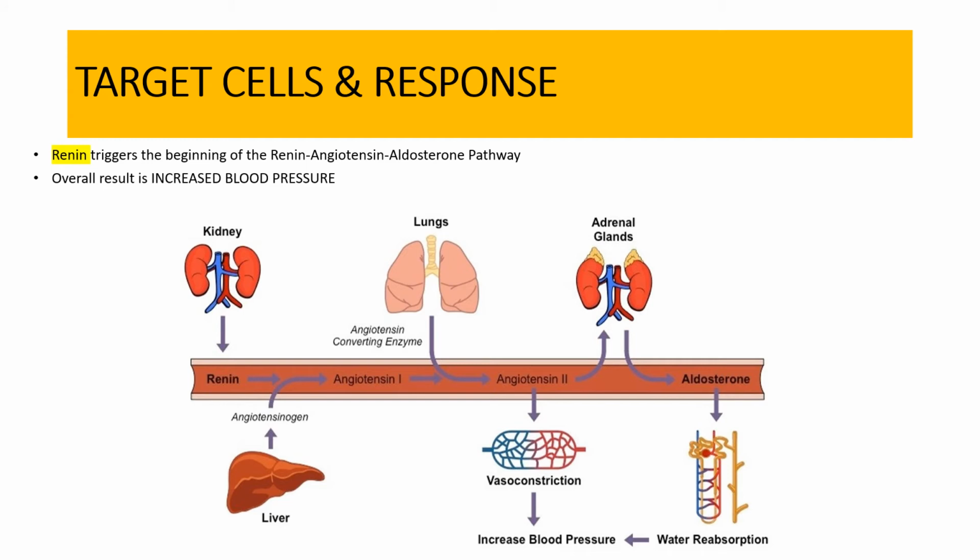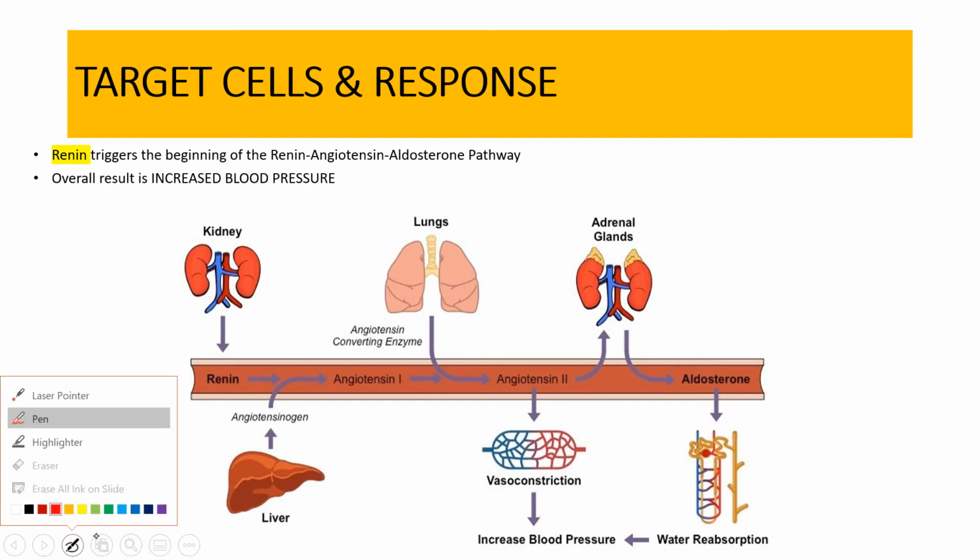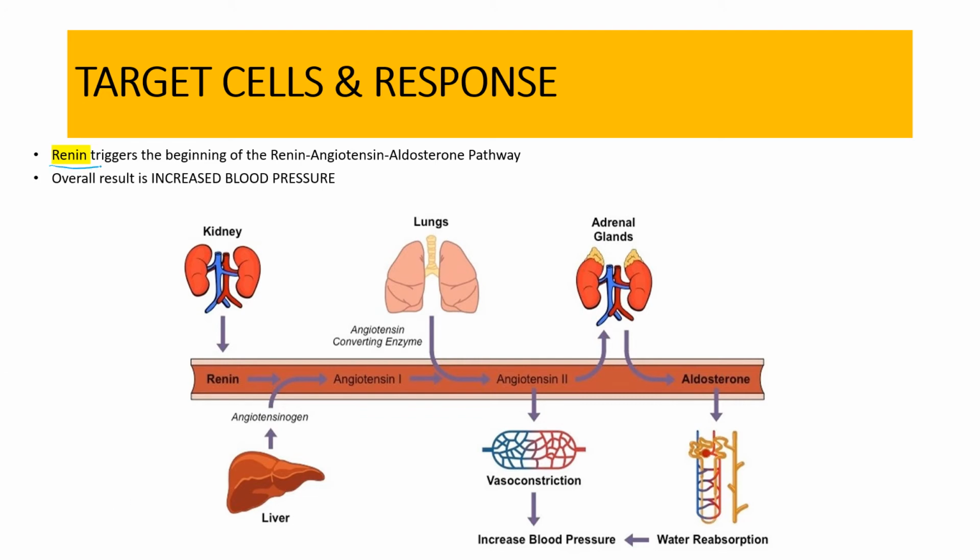Now that we've got renin in the blood, renin triggers the beginning of what's called the renin-angiotensin-aldosterone pathway. So once renin is present, this triggers a pathway of events that occur. So we're going to start with, we got renin here. Notice it came from, they're just using a general picture here, kidney, we know specifically renin came from the juxtaglomerular cells of the kidney. Now, I'll go ahead and mention the overall result of renin secretion is increased blood pressure, but we'll get to that in a second.